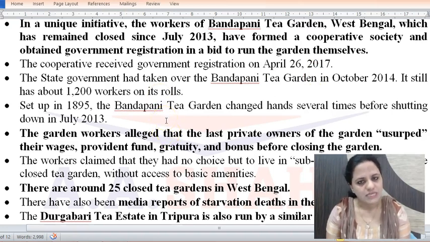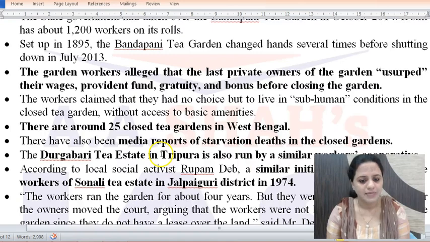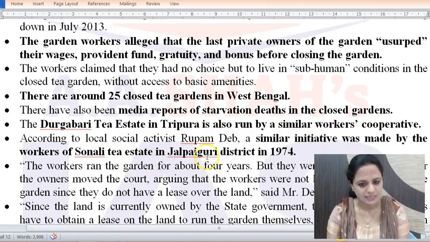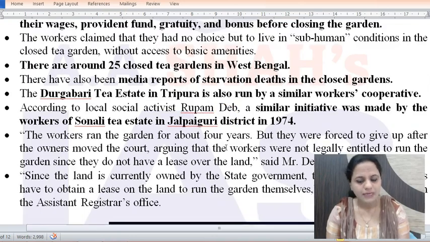But one issue which has been put forth is that the cooperatives have been formed and registered, and the government has accepted their registration, so they have achieved that. But the land still belongs to the state government and has been leased to the tea garden estate owners. An earlier incident like this had taken place at the Sonali Tea Estate in Jalpaiguri district. In 1974, a similar initiative was taken by them too. Since the tea garden was closed by the owners, they formed a cooperative and ran it for 4 years.